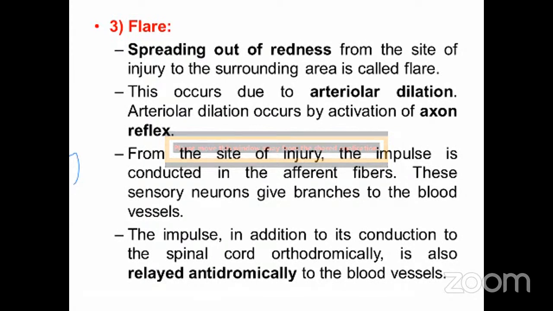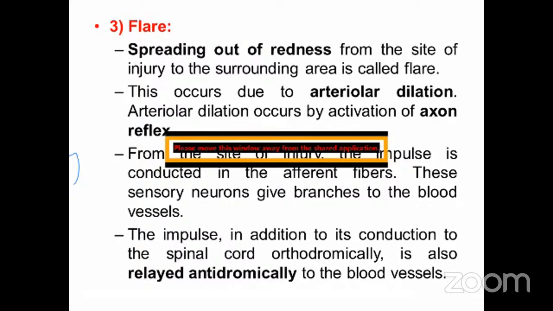First, there is the white reaction because of the constriction of the precapillary sphincter. Second, the red reaction because of the capillary dilatation. Then there is the wheal because of the release of histamine, and there is oozing of fluid. Third, the red flare is there. It is because of arteriolar dilatation and activation of the axon reflex.